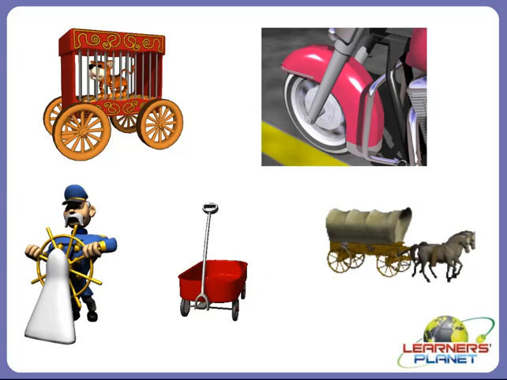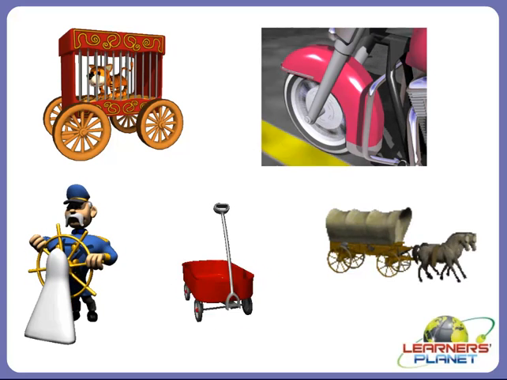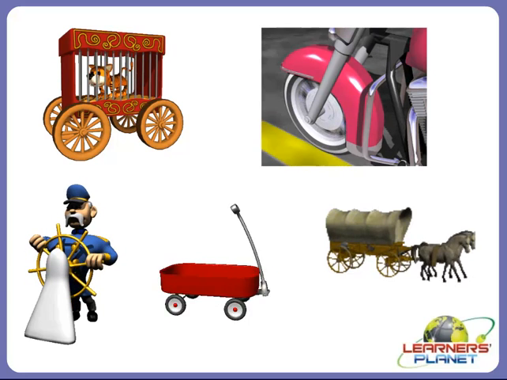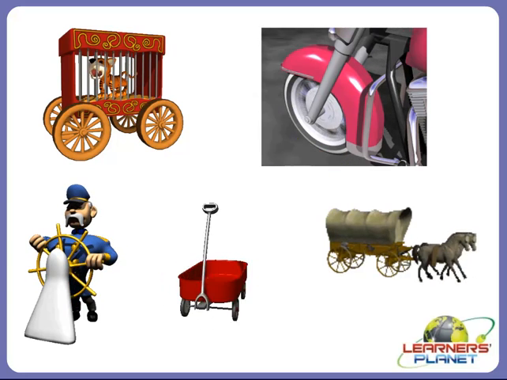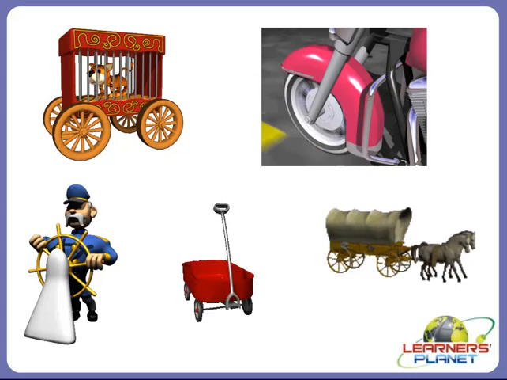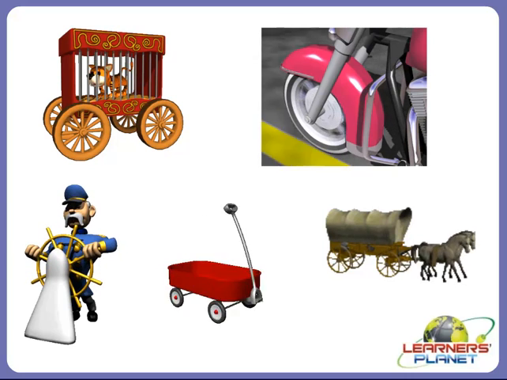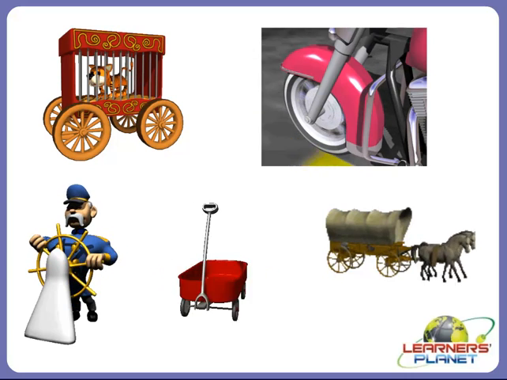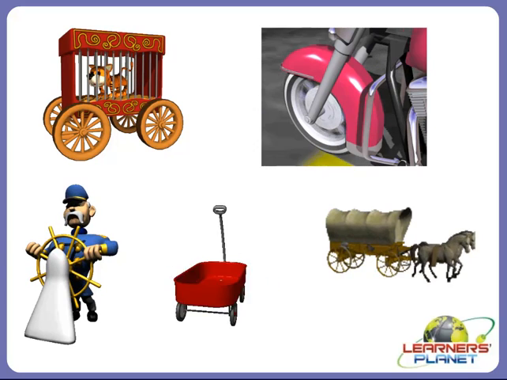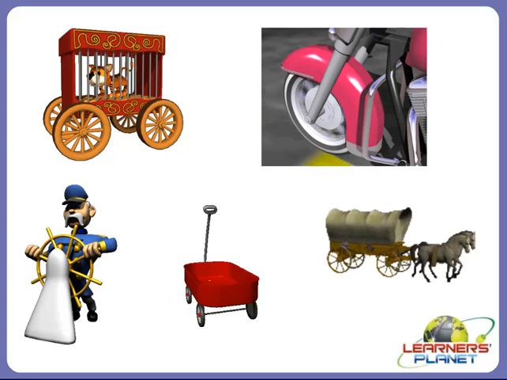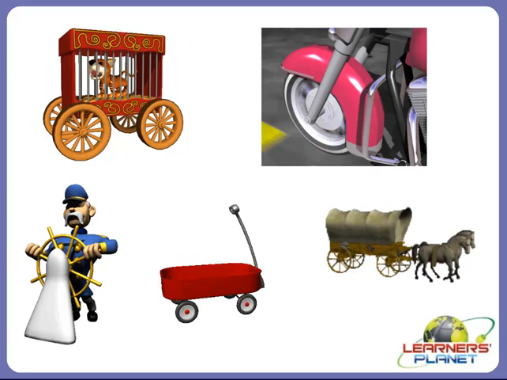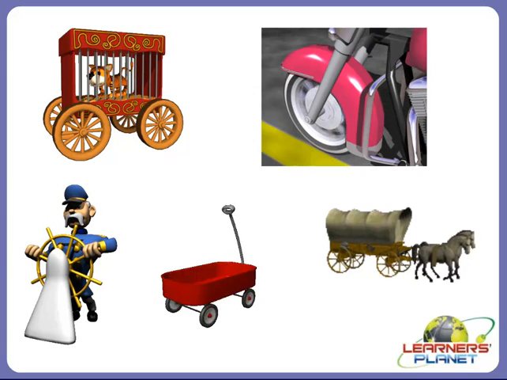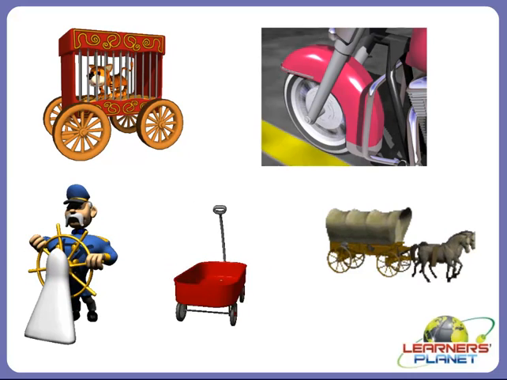Why do we call it a two-wheeler? Because it has two wheels, right? Why do we call a car a four-wheeler? Because it has four wheels, right? So we divide vehicles into many categories depending upon how many wheels are attached to them. Here you can see this example of a cart which has four wheels.